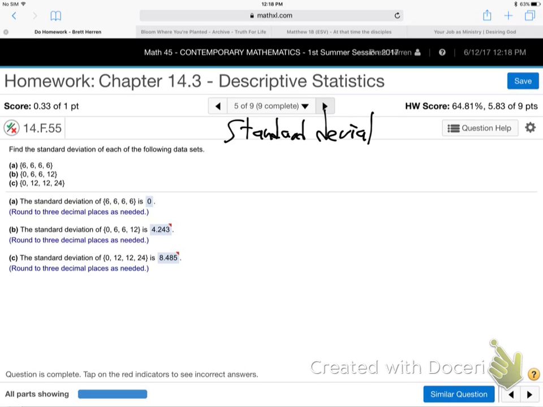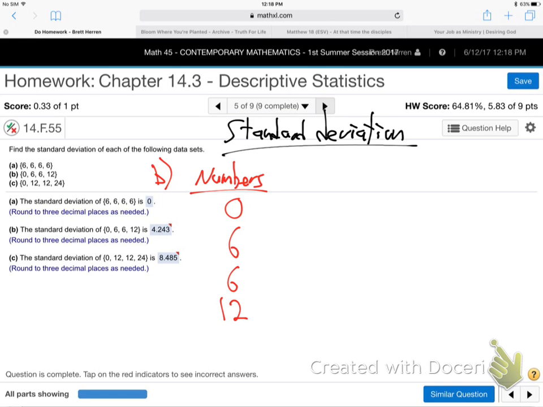Standard deviation. It's a special thing. What you're going to do is make one column for the numbers. All right, I'm going to do part B. Part A has 0 standard deviation. I'll get back to explaining why in a minute, but let's just go on to part B. Part B, we have 0, 6, 6, 12. So those are 4 numbers.